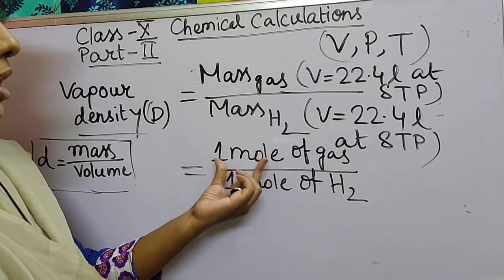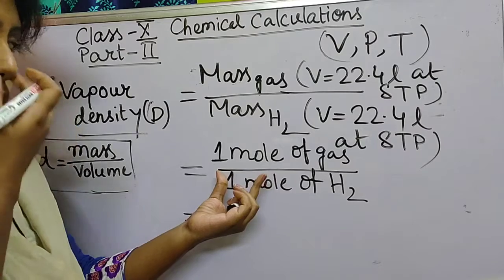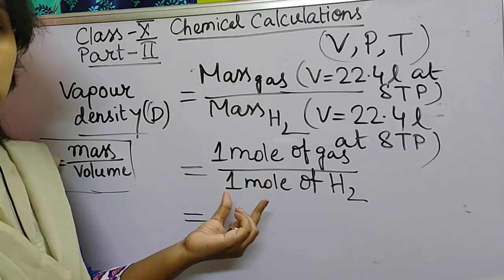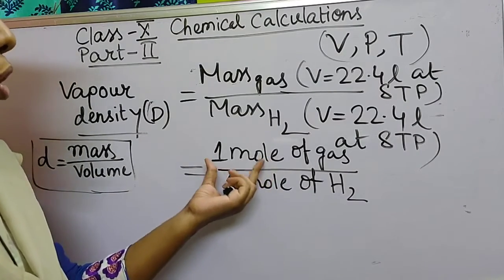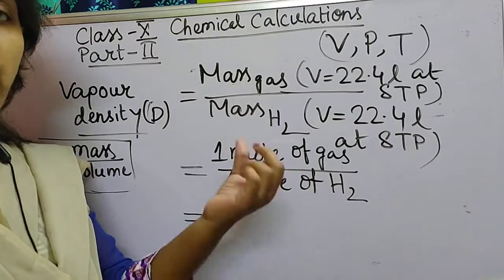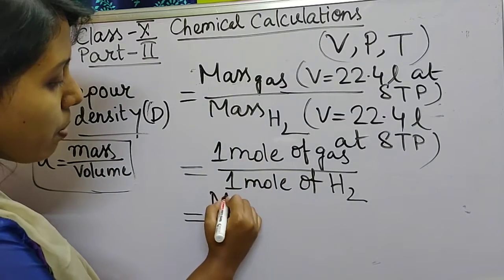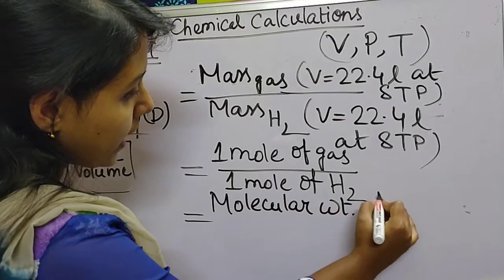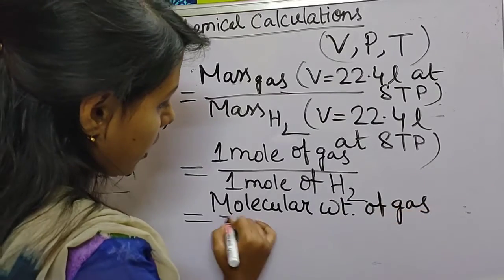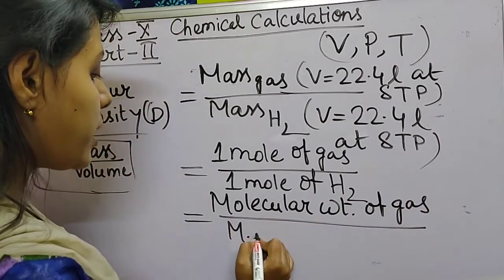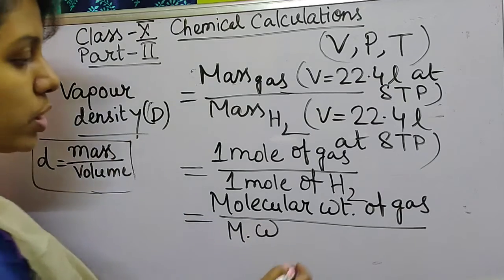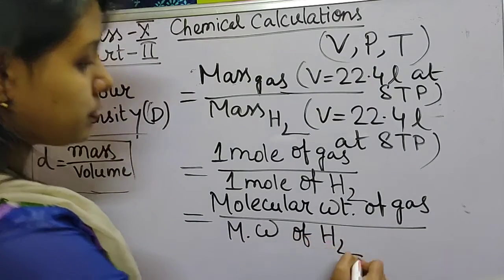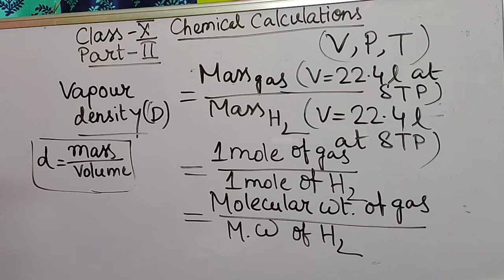Okay, so 1 mole, in class 9 I think all of you must have learned this. 1 mole means molecular weight for a molecule. So here that will be molecular weight of gas divided by molecular weight of hydrogen. In short I am writing MW for molecular weight.